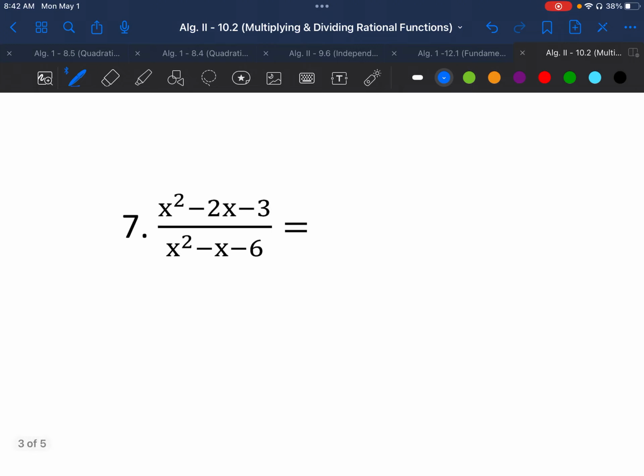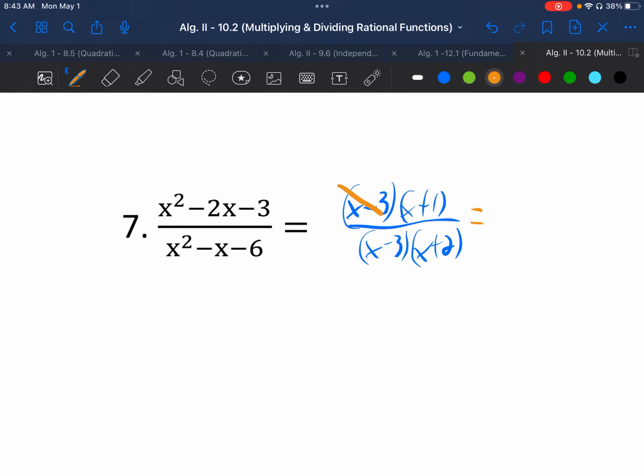The top will factor into x minus 3 and x plus 1. The bottom will factor into x minus 3 and x plus 2. Then we say, okay, we have everything factored out as much as we can. We have as much multiplication as possible. Well, x minus 3 and x minus 3 are identical, and so we're left with x plus 1 and x plus 2. We were able to divide out the multiplication.